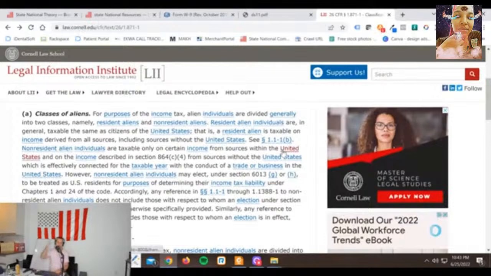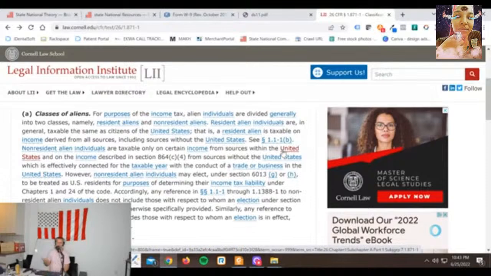So that's why the previous video is so important, where I went over with you guys the different definitions that I've dug up from a lot of videos, just trying to figure it all out. So anyways, resident alien individuals are in general taxable the same as citizens of the United States. That is, a resident alien is taxable on income derived from all sources, including sources without the United States. Non-resident alien individuals are taxable only on certain income from sources within the United States and on income described in the section from sources without the United States.